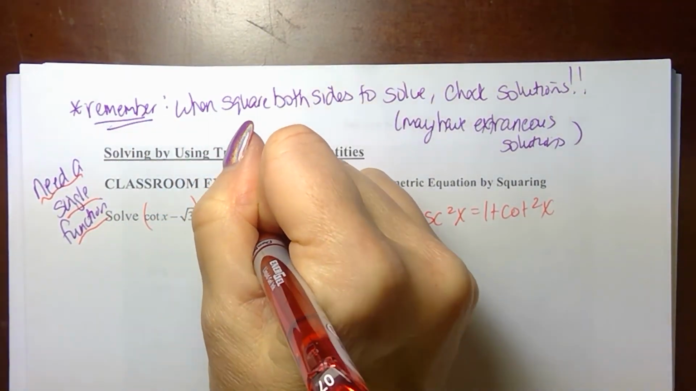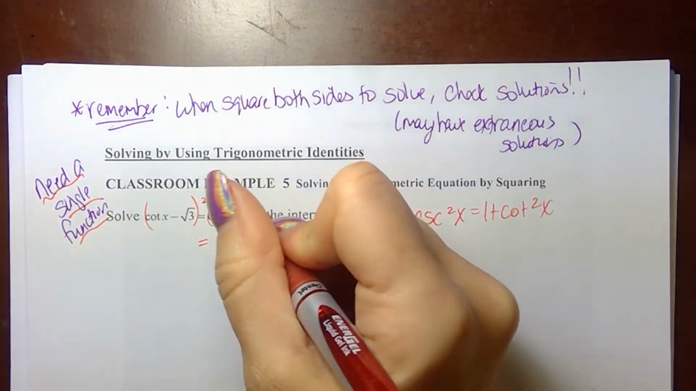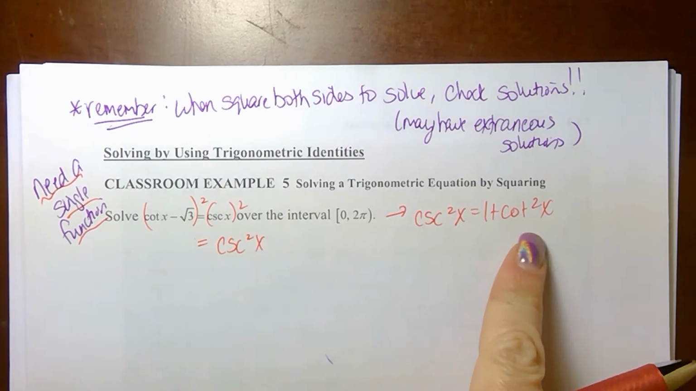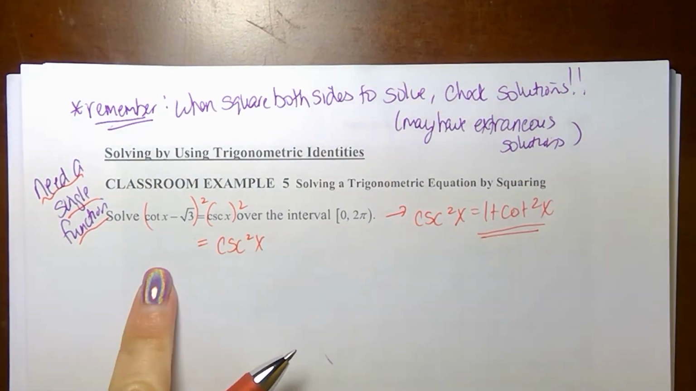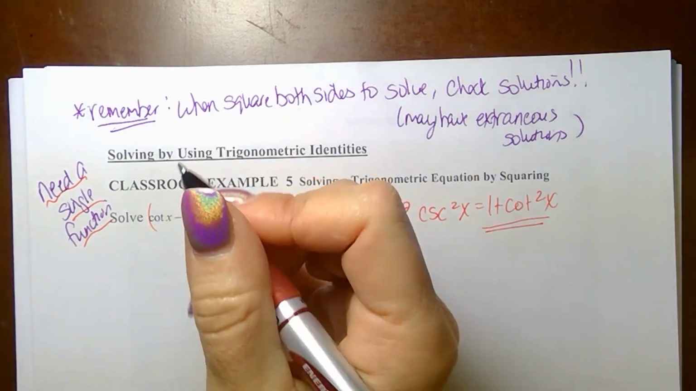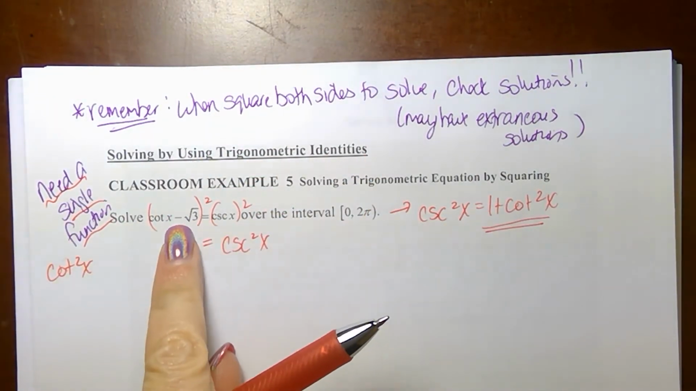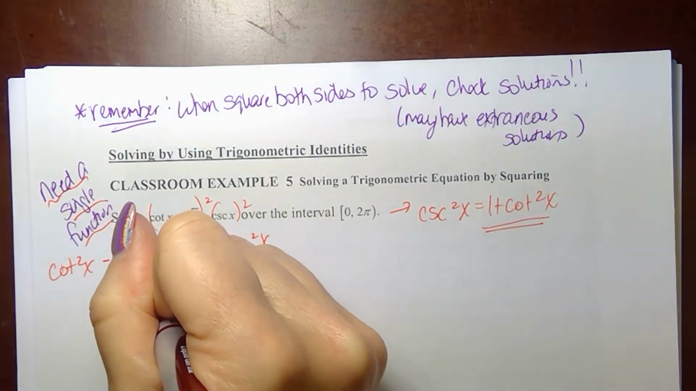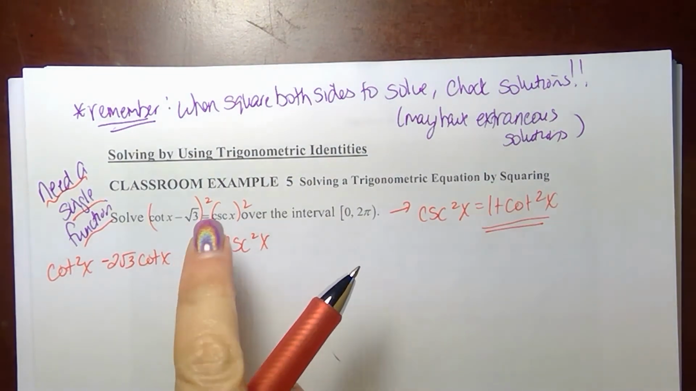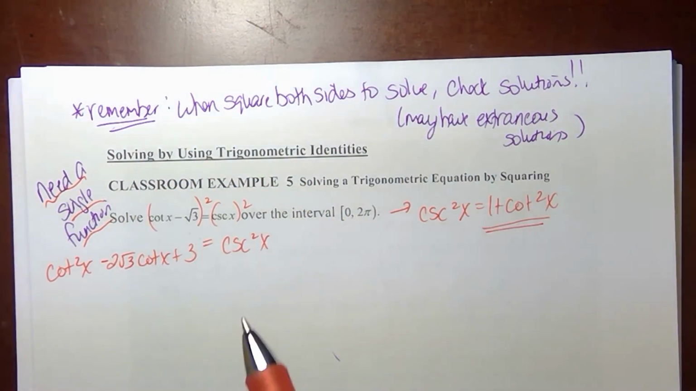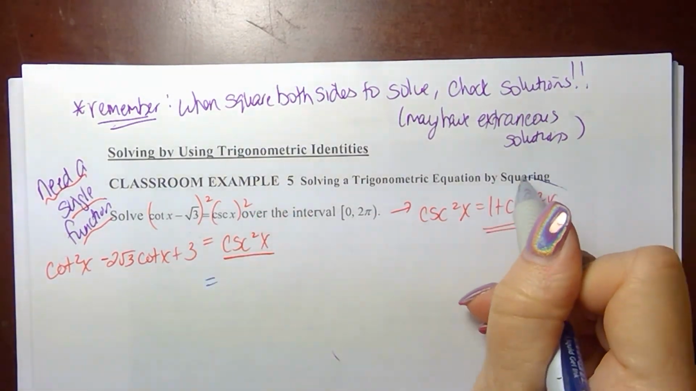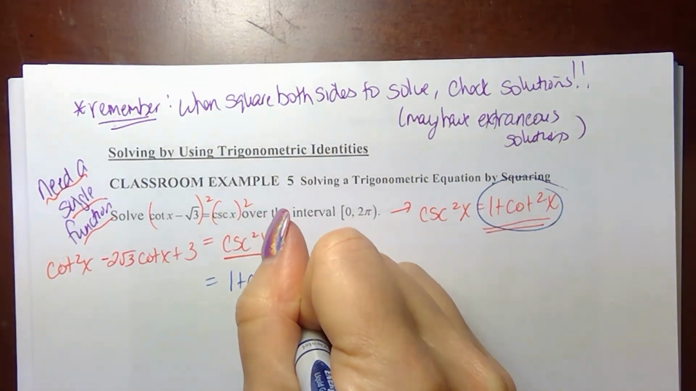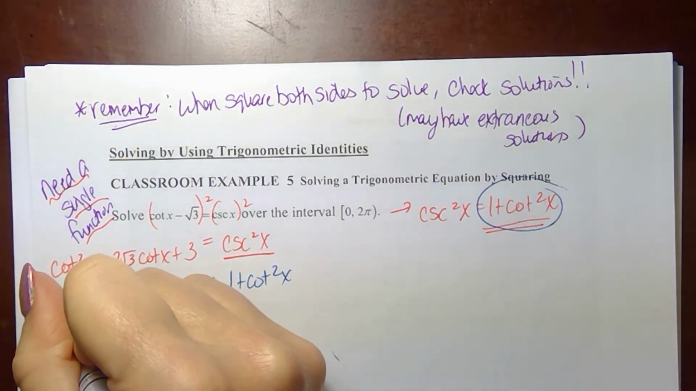So let's square both sides of my function. When I square both sides of my function, the right is cosecant squared x. I'm going to be able to do that substitution. The left side of my function, I square that binomial. I get cotangent squared x, 2 times this product, so minus 2 square root 3 cotangent x, and then square this term becomes plus 3. All right, there's that substitution so that I can get it just in terms of cotangent. This cosecant squared x is the same thing as 1 plus cotangent squared x. So I'm going to do that substitution.